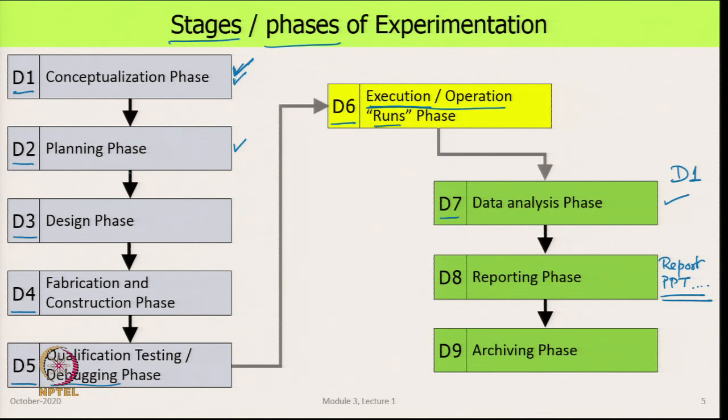After the D8 stage, which is the reporting phase, we come to the last stage, which is archiving. What one does here is that all the data that we collected, raw data that is, calculated data, all the graphs, plots, everything that went right, everything that went wrong, all results from the debugging phase, everything from the design phase, all the drawings, everything we must archive. That means we must store it for future use.